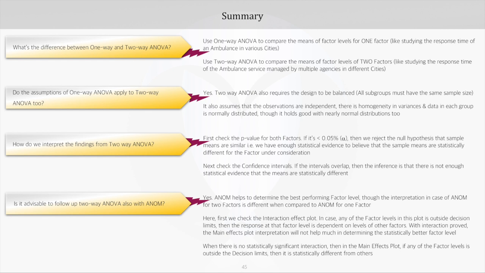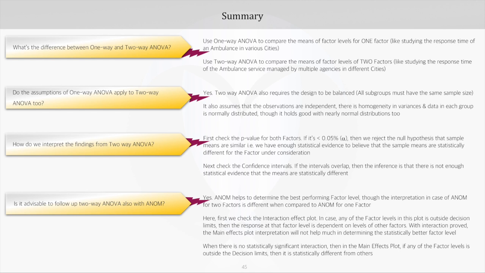Yes. As we had seen earlier, ANOME helps to determine the best performing factor level. Now, interpretation in case of ANOME with two factors is different as compared to ANOME for one factor. In this case, first we check the interaction effect plot. In case any of the factor levels in this plot is outside the decision limit, then the response at that factor level is considered to be dependent on the levels of other factors.